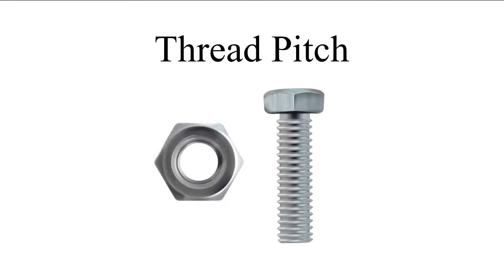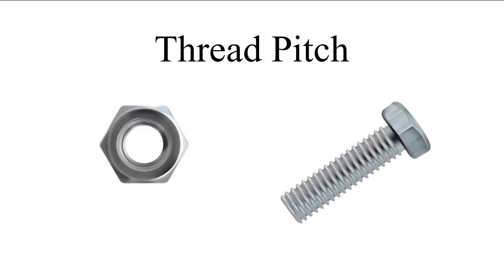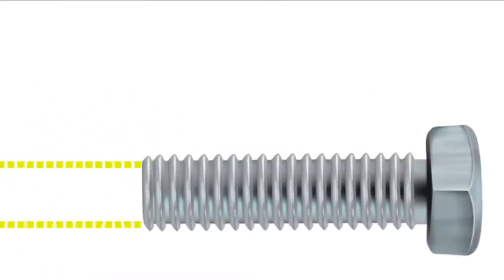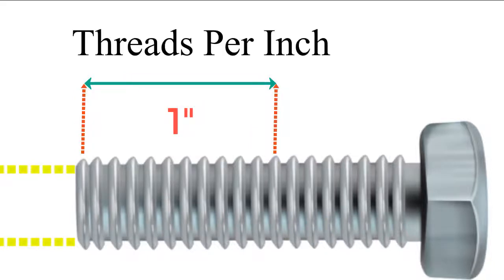Today we will be discussing thread pitch. Thread pitch identifies the makeup of a nut or bolt in terms of the diameter of the shaft or diameter of the internal hole, as well as how many threads per inch there are. Threads per inch is also referred to as TPI.